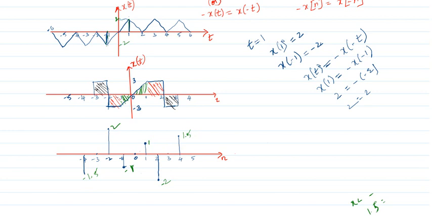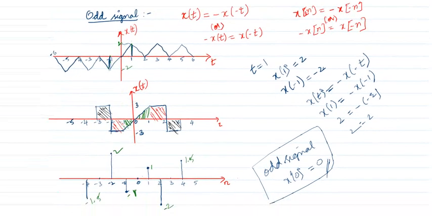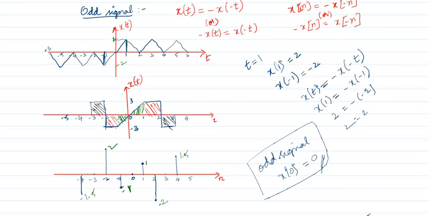An important point to note is that for an odd signal, x of 0 will be equal to 0. Okay, this is not the only condition. An odd signal should satisfy this condition. This is very important. This is the condition for an odd signal. But if you observe, you can say at t equal to 0, they are always 0. But this is the essential condition for an odd signal.